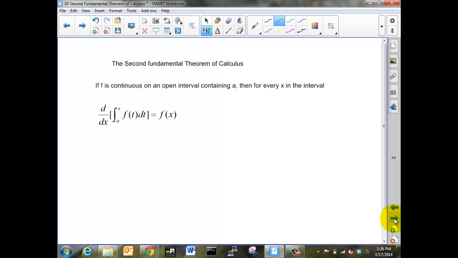Exactly. That seems kind of counterproductive, doesn't it? But that's the second fundamental theorem of calculus. That's the important part. And for us right now, that seems very unnatural to say.